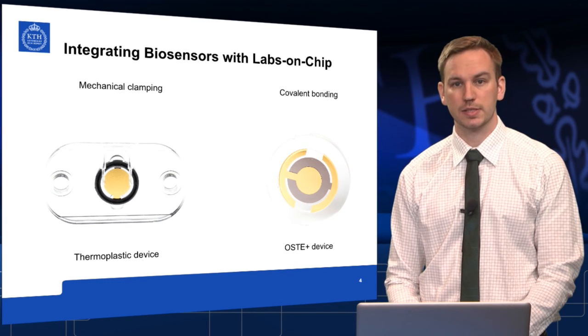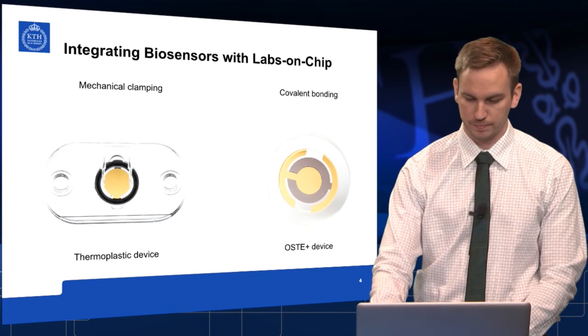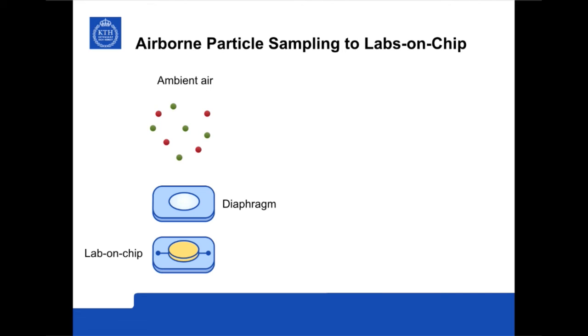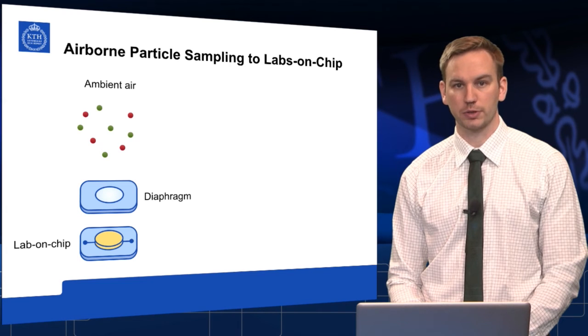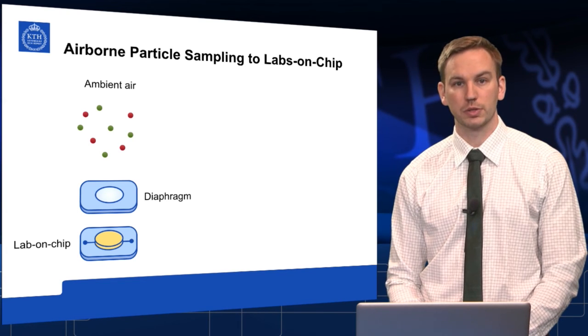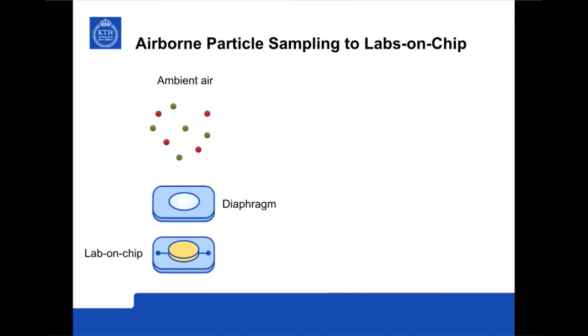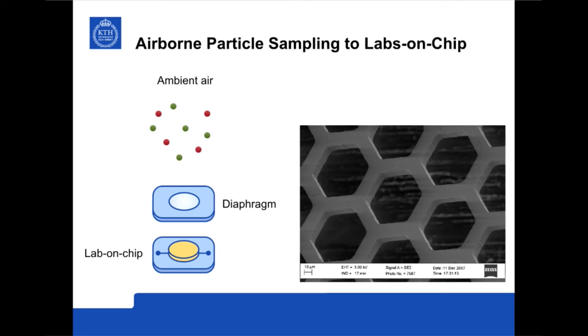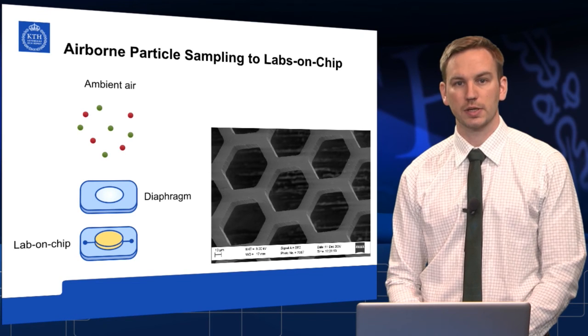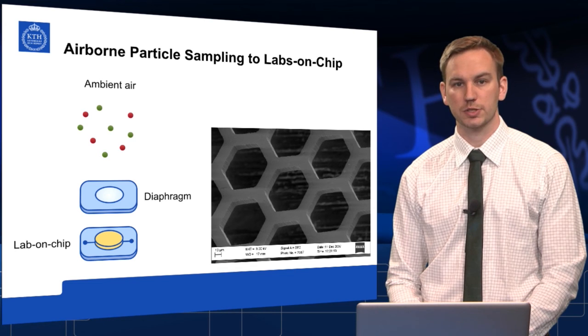Lastly, let's take a look at how we can capture airborne particles to these devices. To enable liquid-based sensing of airborne particles in lab-on-a-chip devices, we need to be able to transfer the particles from air to liquid. For that, we have developed a perforated diaphragm that is used for air-liquid interfacing. By using surface tension effects, the microscale pores of the diaphragm, which are seen in the image, can hold the liquid meniscus in a fixed position and thereby provide a robust air-liquid interface suitable for field applications.